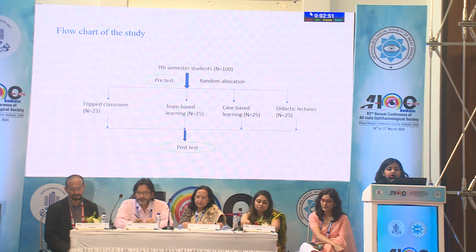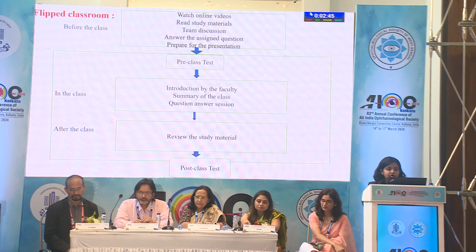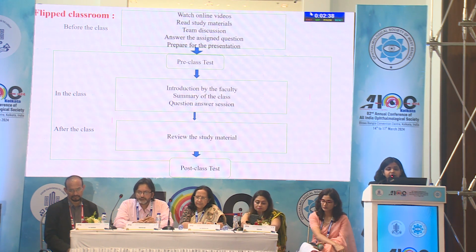In the flow chart, first the students were enrolled, and then they were randomly allocated into these 4 groups. One pre-test was done and a post-test was done. In the flipped classroom, they were given online videos and study materials. They were asked for team discussion and to answer the assigned question. Then a pre-class test was taken. The faculty introduced the topic, there was a summary of the class, a question answer session, and the study material was reviewed. That was followed by a post-class test.